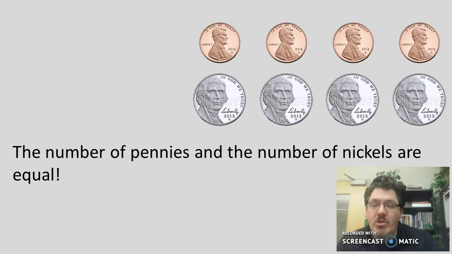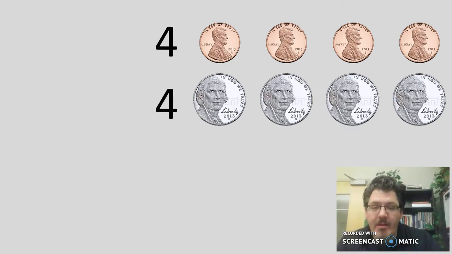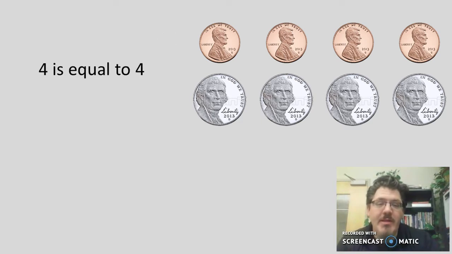Count up the number of each coin. There are 4 pennies, and there are 4 nickels. Therefore, the number 4 is equal to the number 4. Although it may seem like a well-duh kind of statement, encourage your child to say that 4 equals 4. This actually helps in developing more advanced algebraic thinking.